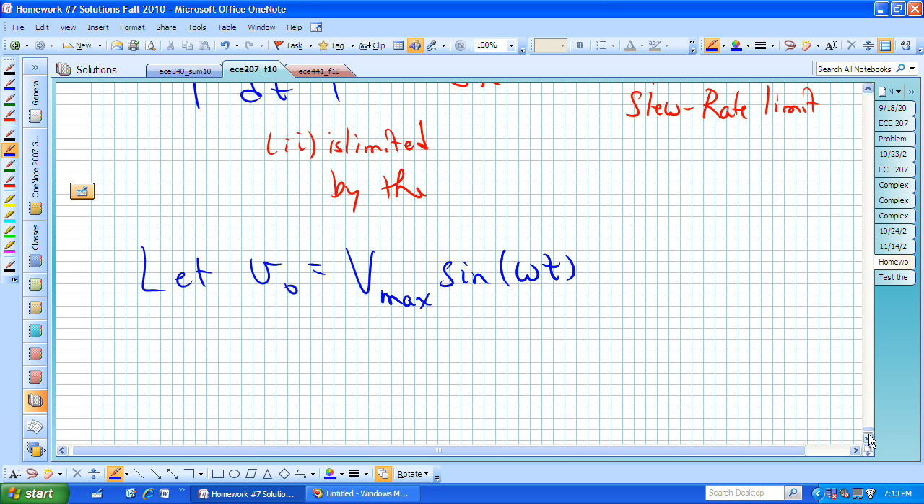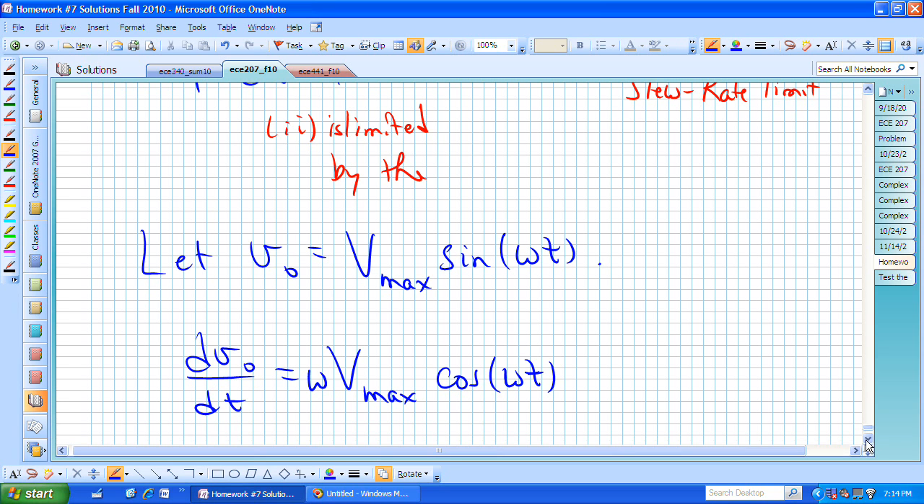Luckily, we've had our calculus, and we can now differentiate that sinusoid with respect to time. So its time rate of change is dv naught dt, which is Vmax. Derivative of sine is cosine, and we now need to differentiate the argument of that cosine with respect to time, which allows us to then pull that omega out front.